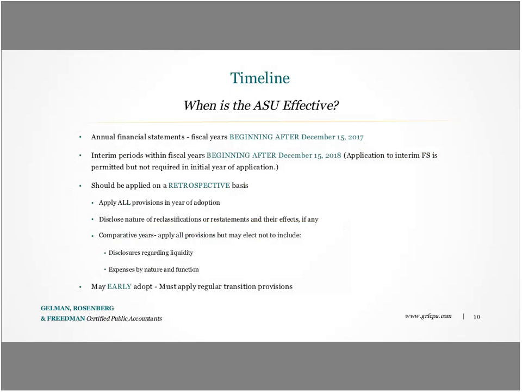When is the ASU effective? For annual financial statements, fiscal years beginning after December 15, 2017; for interim periods, fiscal years beginning after December 15, 2018, which is applicable to interim financial statements, is permitted but not required in the initial year of application. This update should be applied on a retrospective basis. Apply all provisions in the year of adoption. Disclose the nature of reclassifications or restatement and their effects, if any.